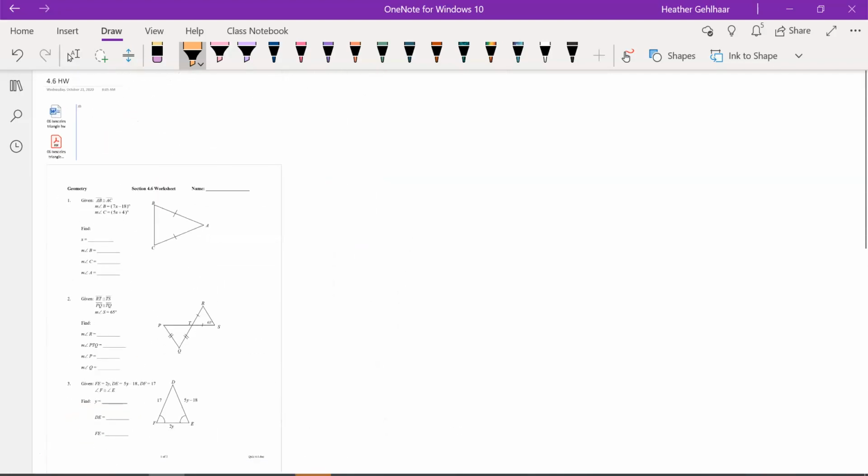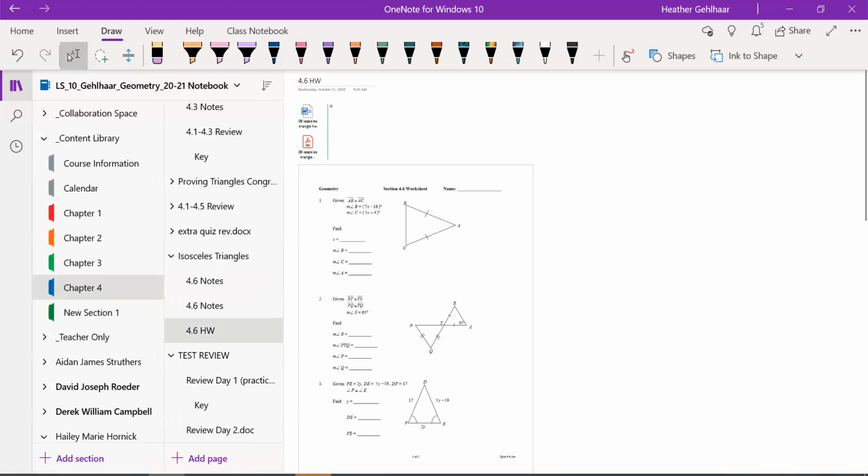Okay, as you see, there's no proofs on this homework, not too long. And this is the last lesson for the entire unit. If you have any questions, let me know. Okay, bye.